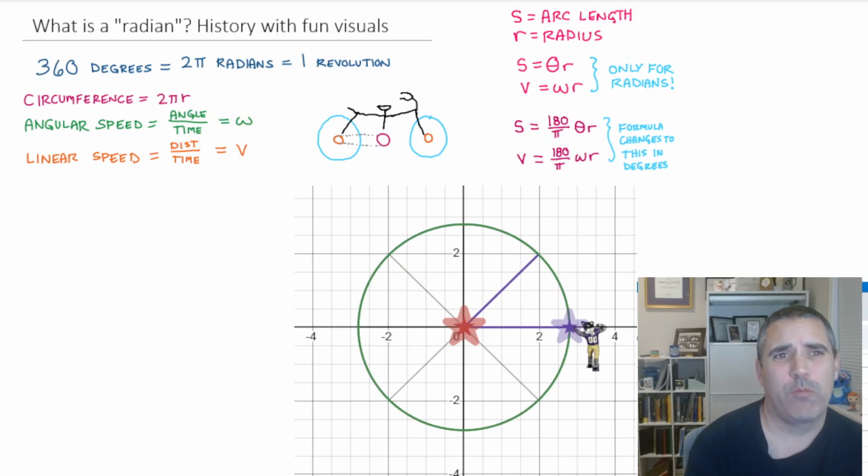Where did radians come from? Why do we use the word radians? Why do we use 2 pi? Why do the radians seem to vanish when we're working with our equations? These are the questions I always hear from students, and I witnessed it.